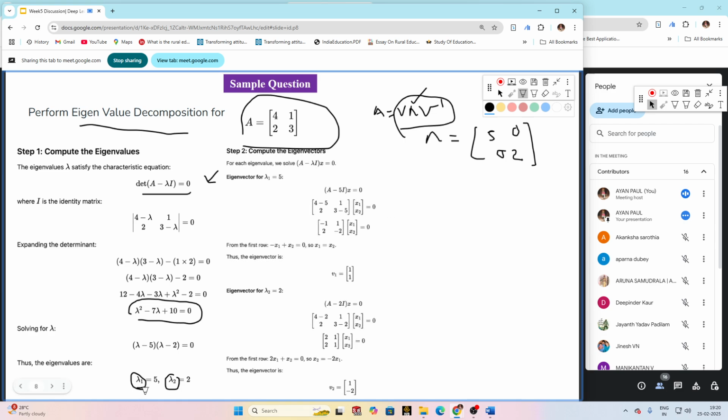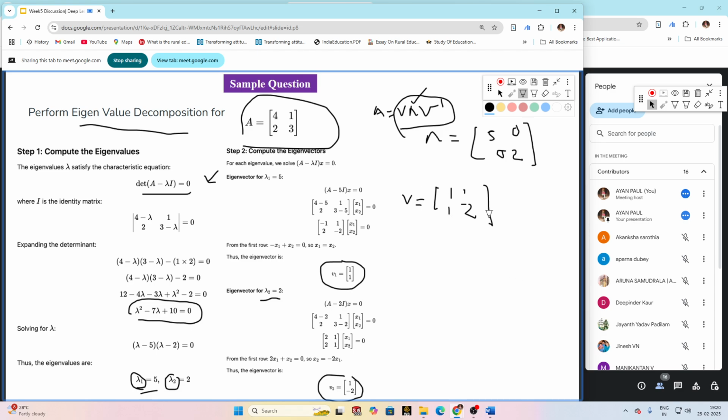For that, putting lambda 1, we calculate the eigenvector. Putting lambda 1 equals 5, we get the eigenvector 1, 1, and for lambda 2 equals 2, we get the eigenvector 1, minus 2. So what will be our V? Our V will be 1 1, 1 minus 2. So we calculate lambda, we calculate V, and we just have to find the inverse of this.